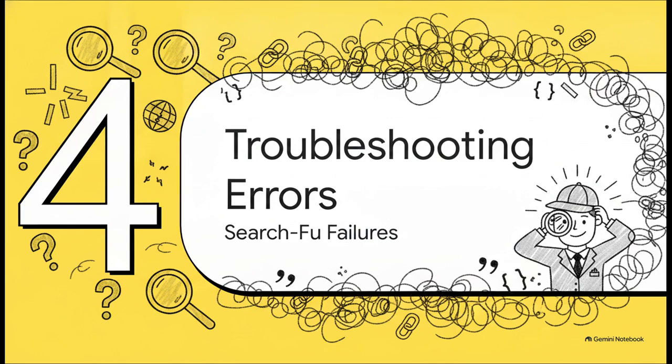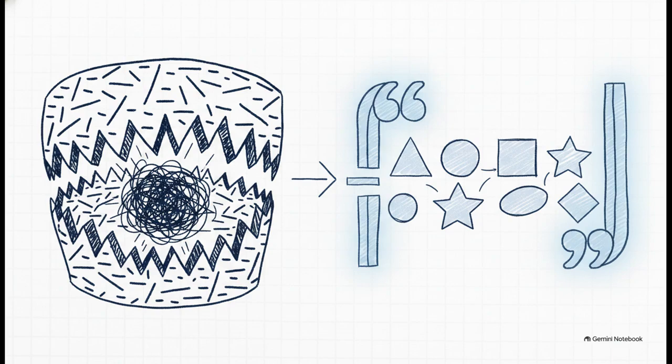Section 4. Troubleshooting common syntax errors. Search-foo failures. Even the best investigators mess up a query now and then. So let's look at a really common mistake. We call this the hyphen trap. It is crazy how easy it is for an innocent search to just ruin your results.